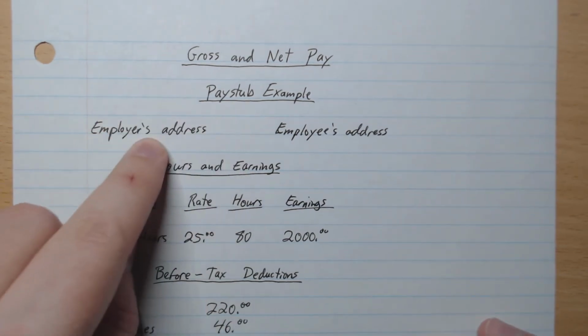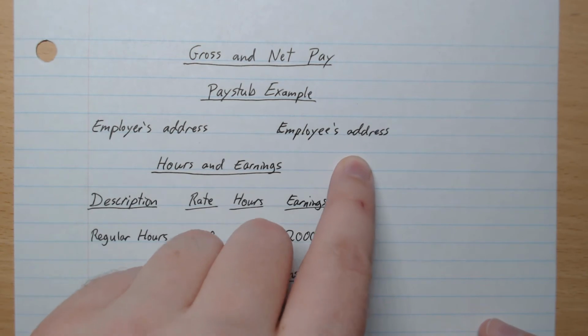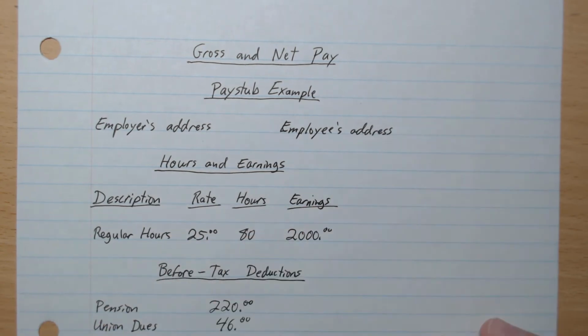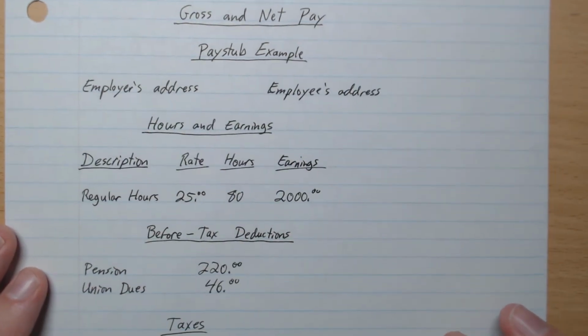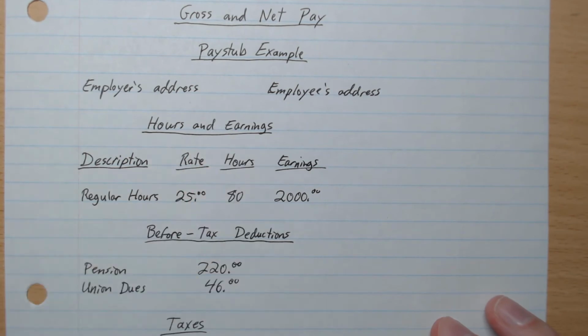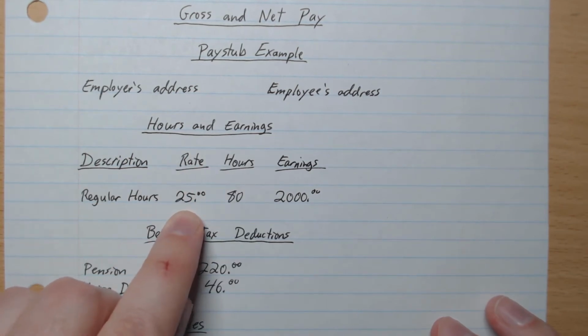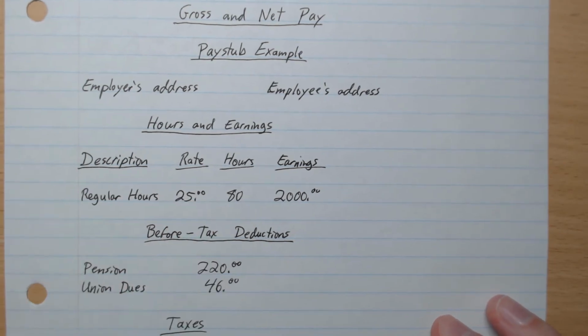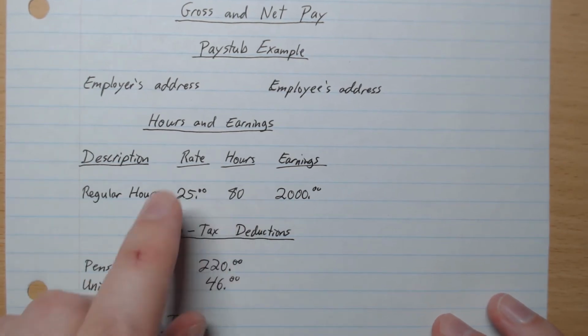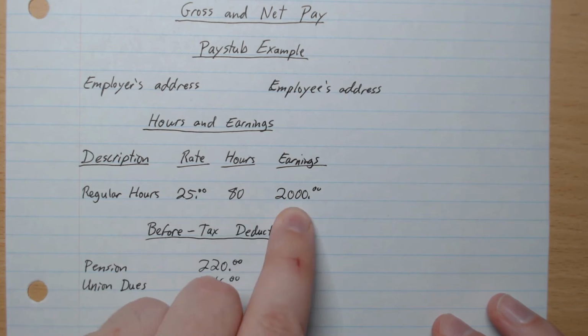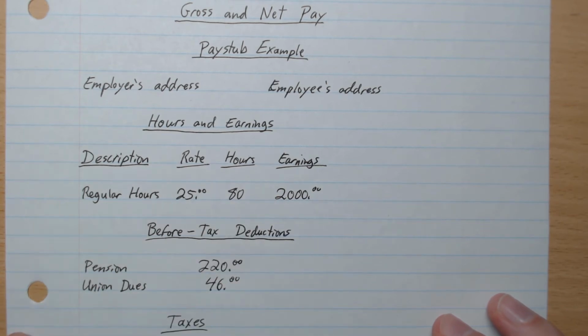You'll have the employer's address, your address, your employer's number, stuff like that, the date. And then the next section here, hours and earnings. This is where you have regular hours being paid at a certain rate. In this case, it's $25 an hour, 40 hours a week, so there's 2 weeks here, 80 hours, earning $2,000, like that.